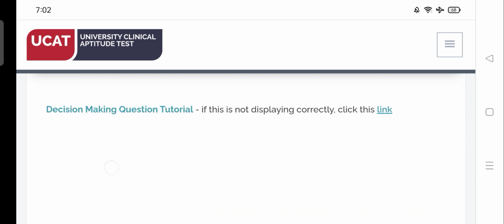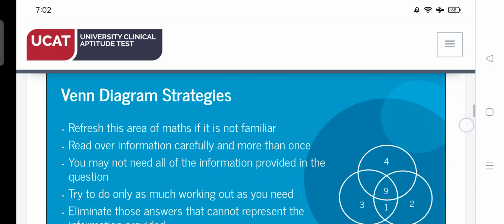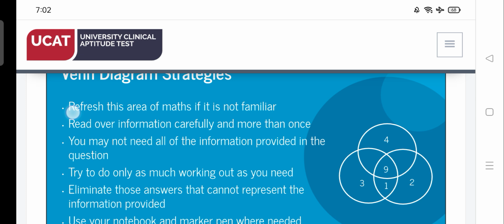So let's see a strategy for how you can solve these types of questions. Refresh this area of maths if it is not familiar. If you are not familiar with these types of questions, with this part of the maths, you can refresh it, review it. Review our information carefully and more than once.